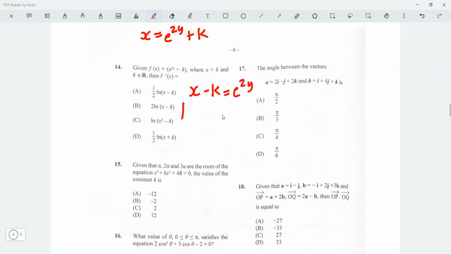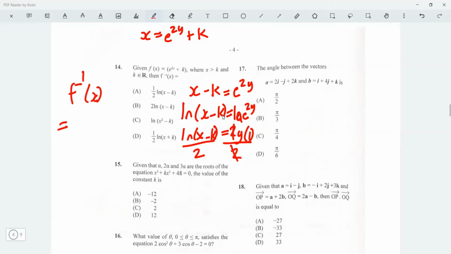We take the log of both sides. So the log of x minus k is equal to the log of e to the 2y. But the log of e to the 2y, we can bring down the power and we get 2y, but then the log of e is 1. So this is 2y times 1, which is ln of x minus k. Then we divide both sides by 2, and this 2 cancels this 2. So we get the inverse now. f inverse of x is equal to a half ln of x minus k. That's the inverse, a half ln x minus k. That looks like option A.